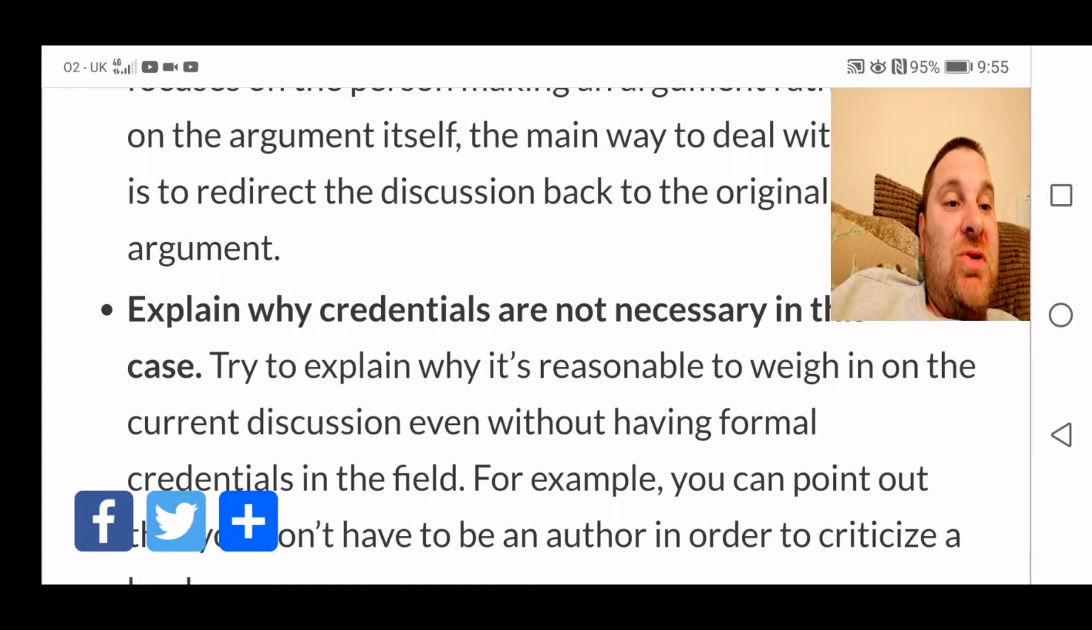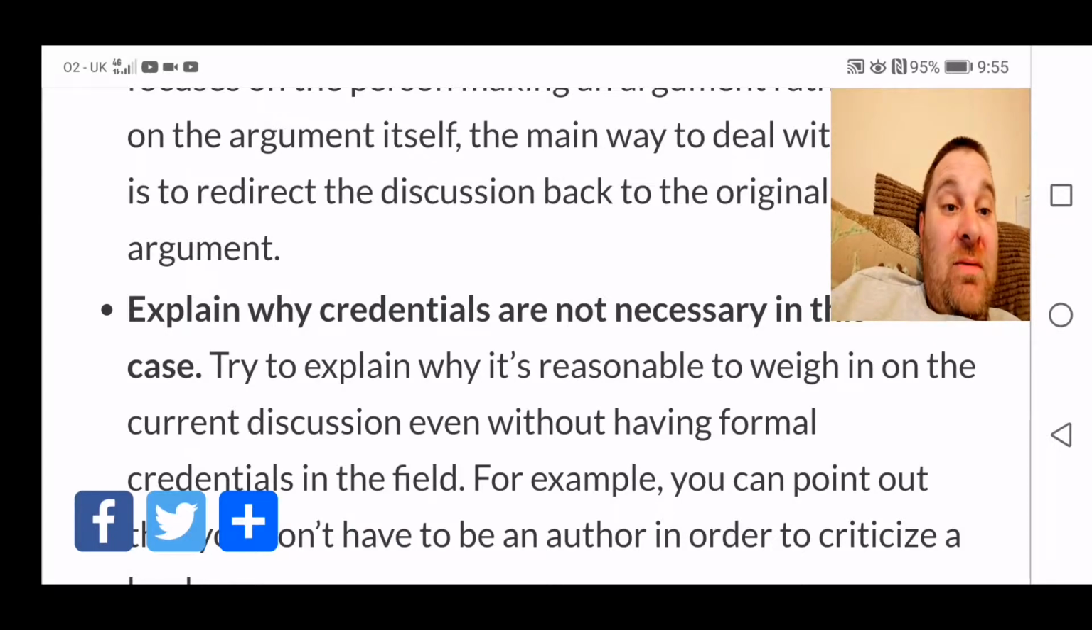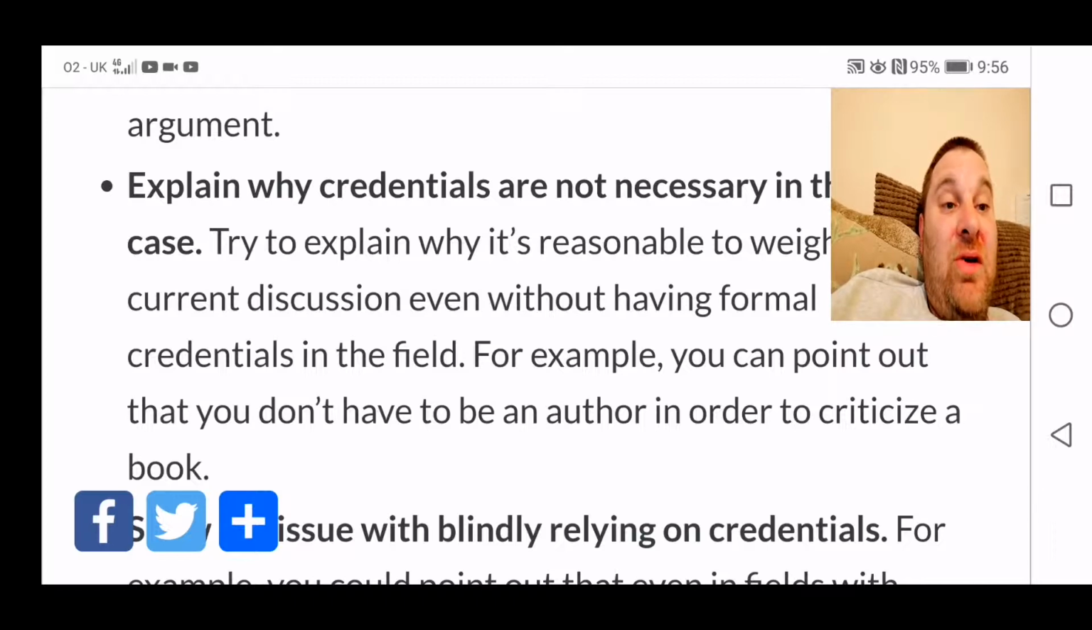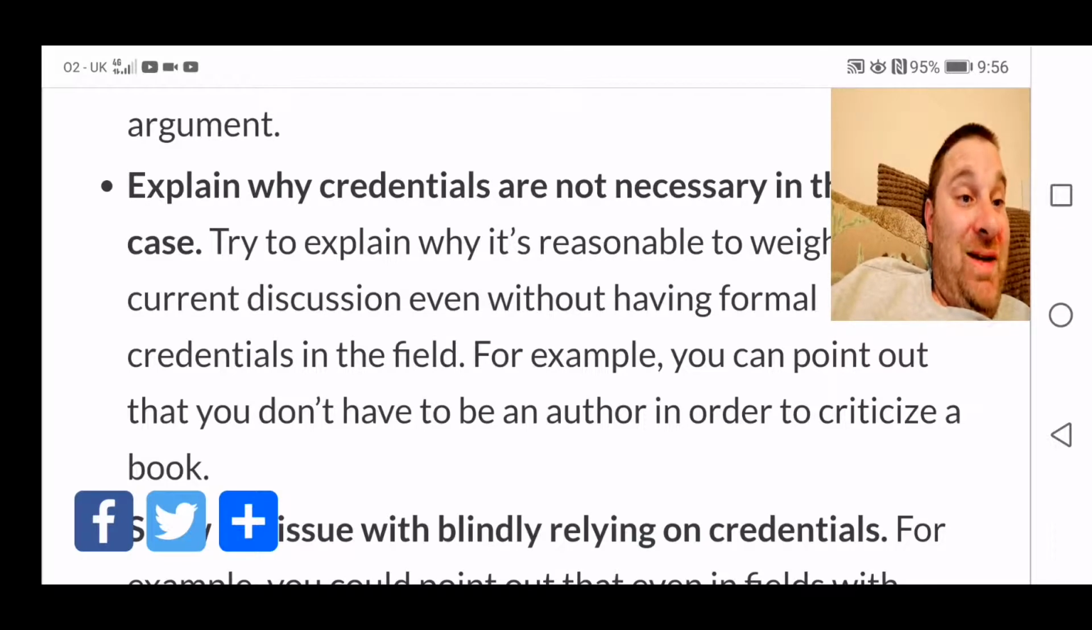Try to explain why it's reasonable to weigh in on the current discussion even without having formal credentials in the field. Well, I've just told you. Science doesn't belong to any institution or any government or anything else. It belongs to everybody. It belongs to the individual. For example, you can point out that you don't have to be an author in order to criticise a book. You don't have to be a movie director to criticise a movie. You don't have to be a chef to criticise some food that you've eaten in a restaurant somewhere. You don't have to be a scientist to criticise science and ask questions of science.